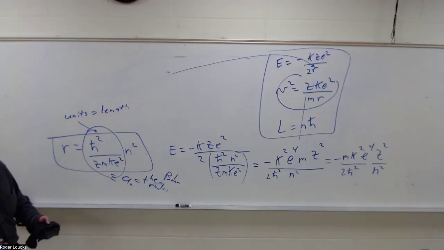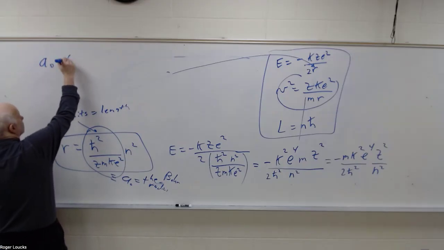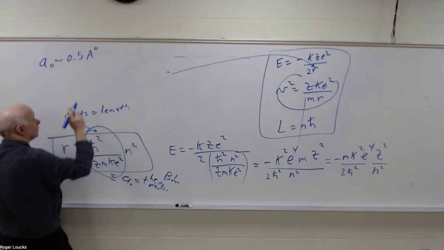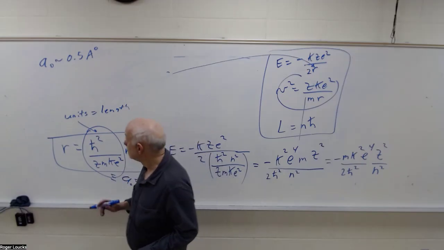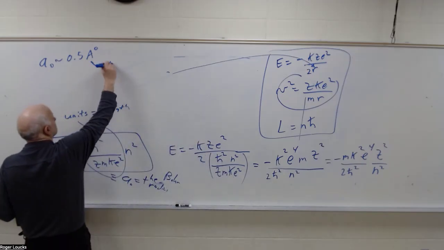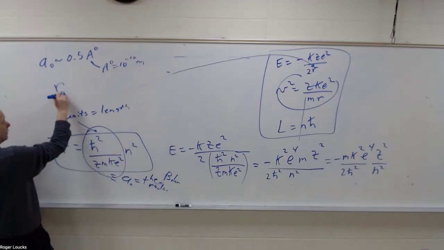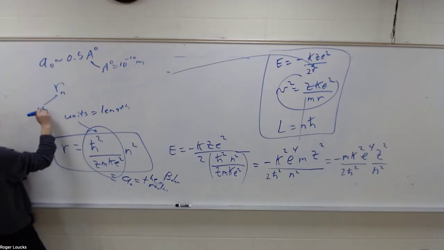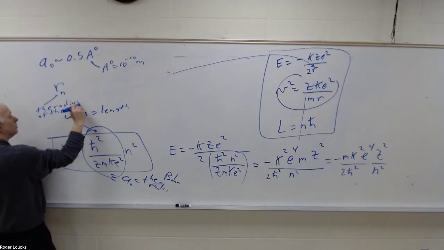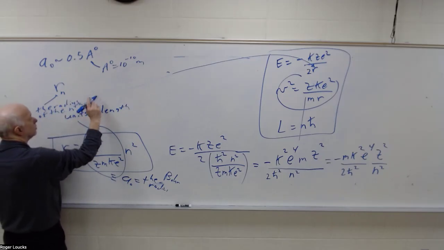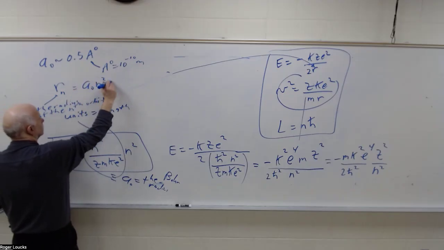Okay, and you're going to work this out in daily homework that I haven't written up yet. You're going to find out that this a naught is about 0.5 angstroms. Okay, what's an angstrom? 10 to the minus 10. Okay. So what this is here is that this R, and I'm going to put an n here, is the radius of the nth orbital. It's going to be this a naught n squared.